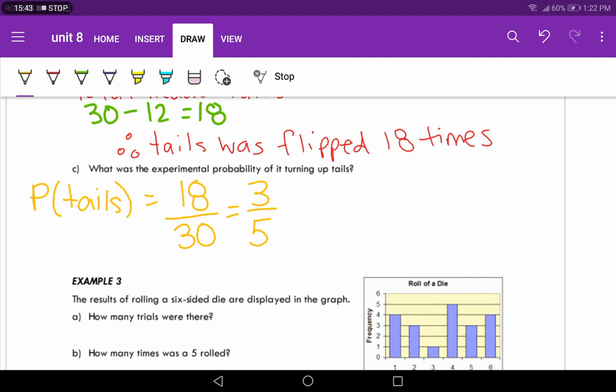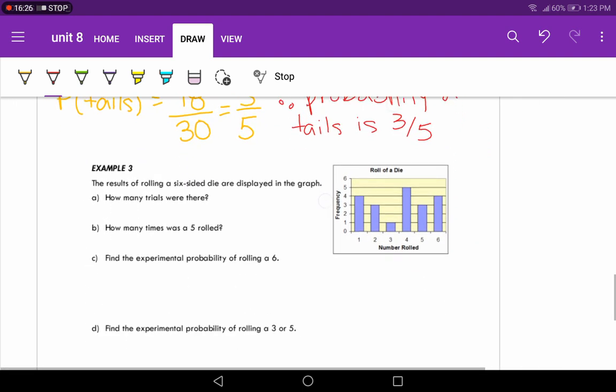Okay, so another way you could have found that, never mind, we're not even going to get into it because that's pretty easy and straightforward, right? So remember the top, the numerator is our successful flips, and the denominator is our total amount. Okay, so again, therefore, the probability of tails is 3/5.